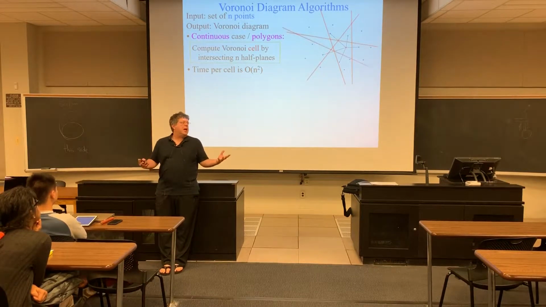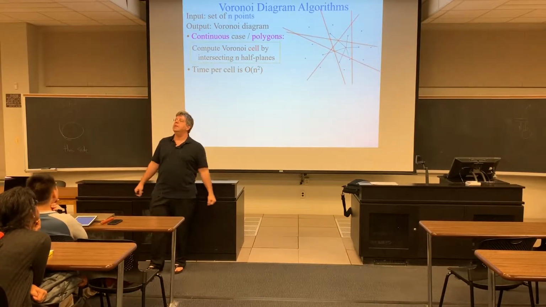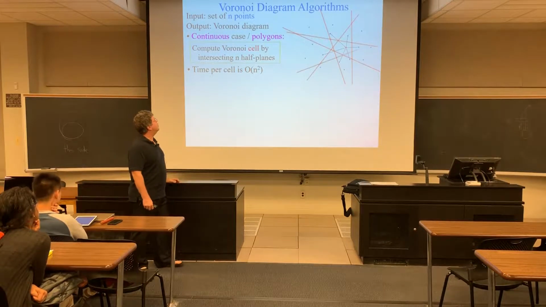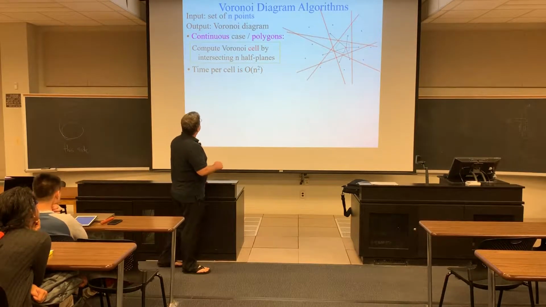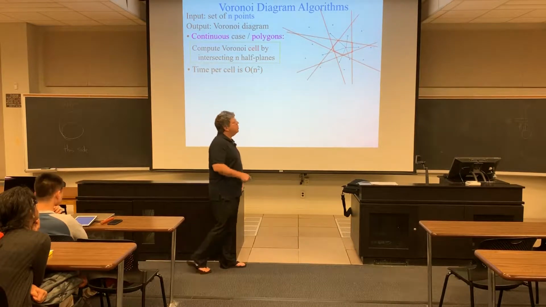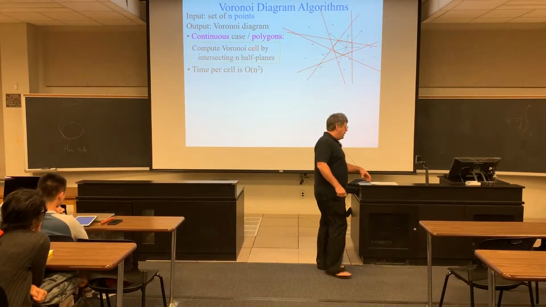Linear number of times, n times, because there are n points, and for each individual point you have to compute the Voronoi cell. So the time per cell is, you could do it in quadratic time. Why?